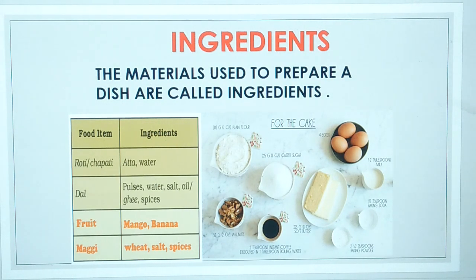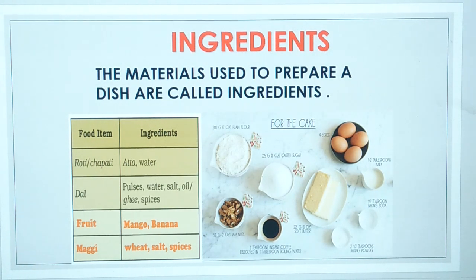Next is ingredients. As discussed earlier, some food items can be eaten raw, like banana, mango, tomatoes, onions. Some of these food items can be eaten raw, while others need to be cooked. So when we cook food, then we use different substances, and the substances that we use in order to make a dish are called ingredients.